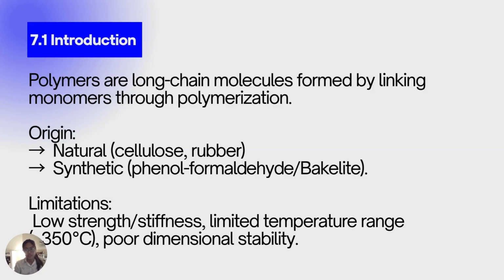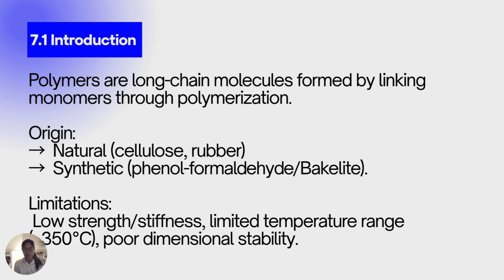Polymers are long-chain molecules formed by linking smaller molecules called monomers through a process known as polymerization. They can either be natural, such as cellulose and rubber, or synthetic, such as Bakelite and polyethylene. Compared to metals, polymers offer significant advantages. They are lighter, cheaper, and resistant to corrosion and chemical attack.